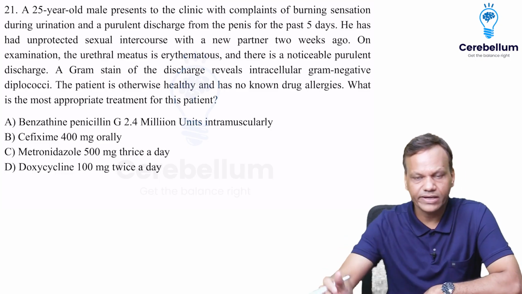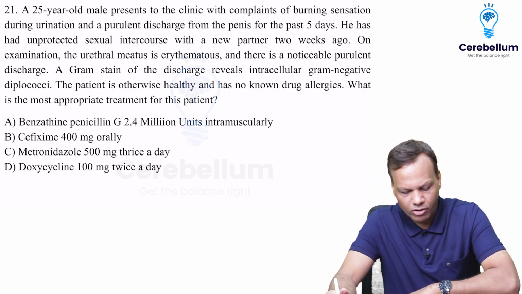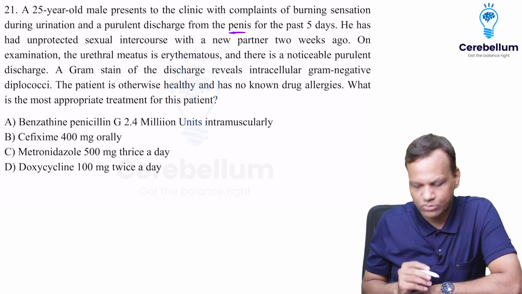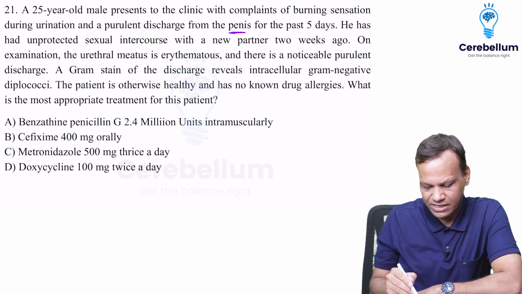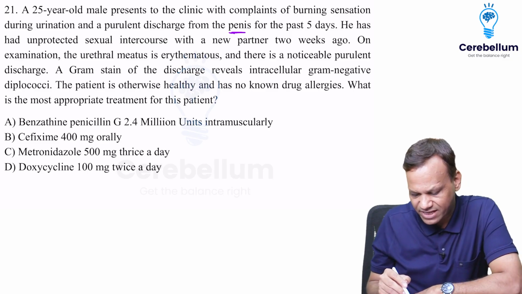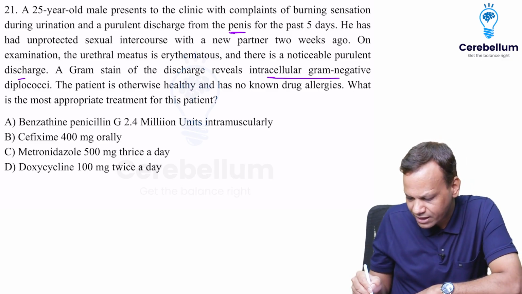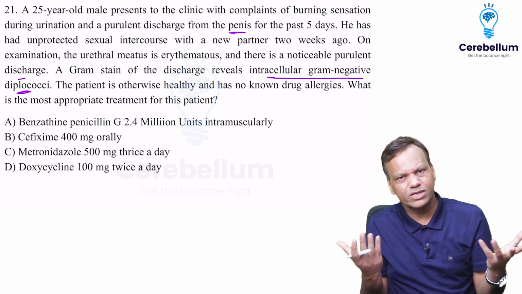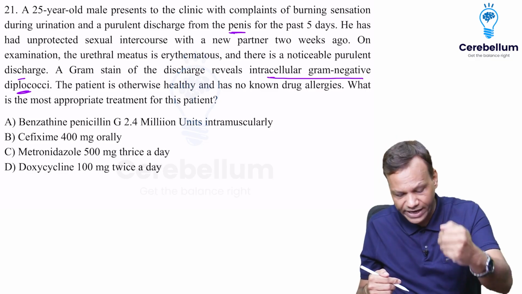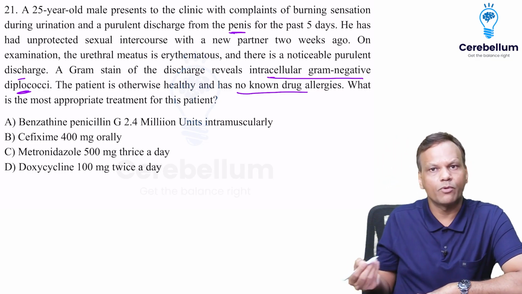Okay, next question. A 25-year-old male presents to the clinic with a complaint of burning sensation during urination and purulent discharge from the penis. So it is a type of sexually transmitted disease. Unprotected sexual intercourse, so that confirms it. On examination, the urethral meatus is erythematous with noticeable purulent discharge. Gram stain shows intracellular gram-negative diplococci. So it is gonococci. So it's very clear, the diagnosis is gonorrhea. The patient is otherwise healthy, no allergies. So what is the appropriate treatment?